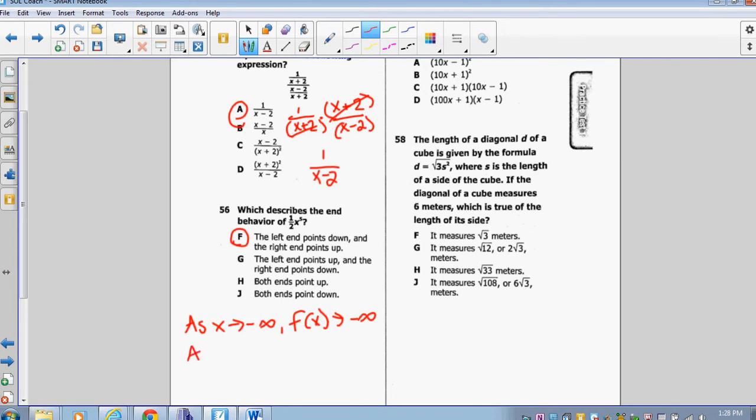And as x goes to positive infinity, f of x goes to positive infinity. Make sure you're familiar with that as well.